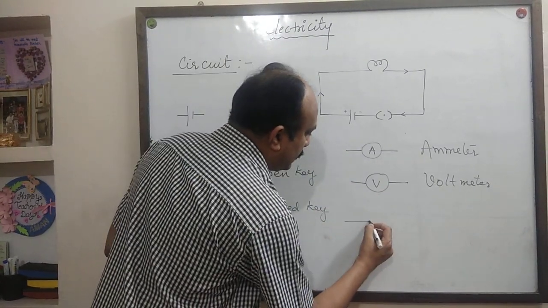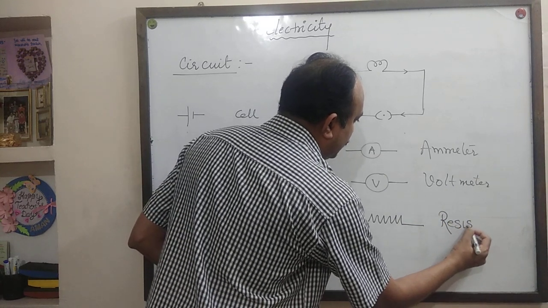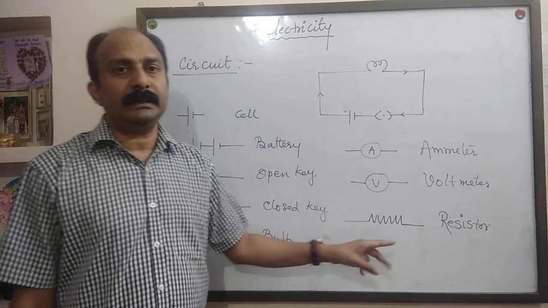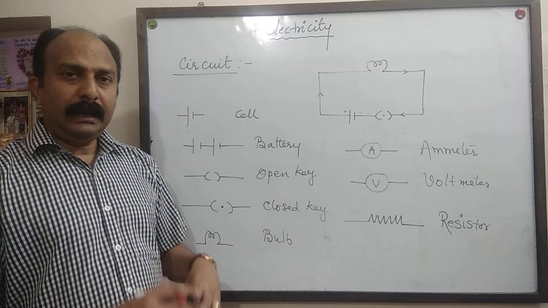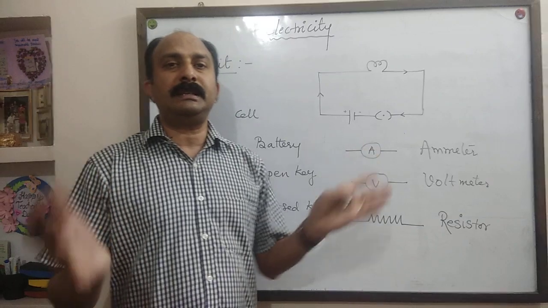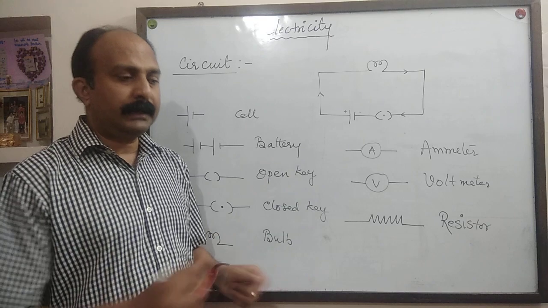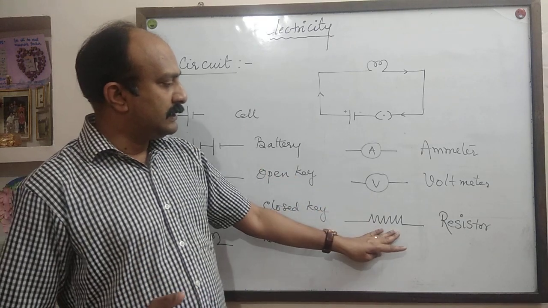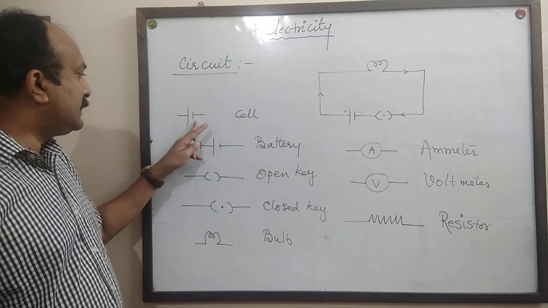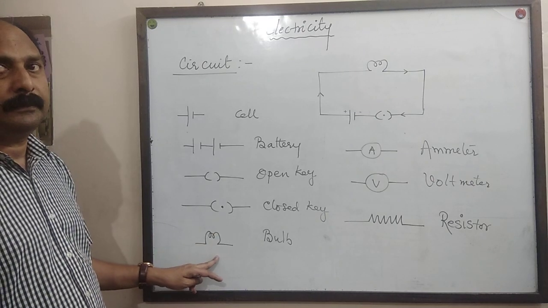Another common symbol is this, and this represents a resistor. This is the symbol for resistor. Now what is a resistor? In our common language, all the electrical appliances are commonly known as resistors. Bulb is a resistor, fan is a resistor, and electric iron is a resistance. So this is the symbol for resistor, voltmeter, ammeter, cell, battery, open key, closed key, and bulb.